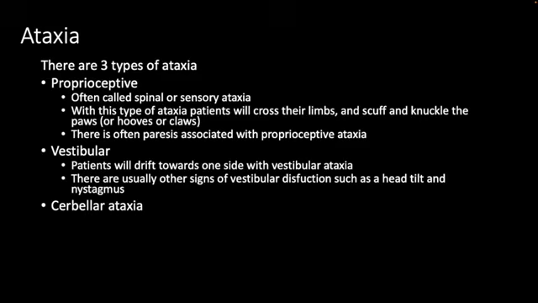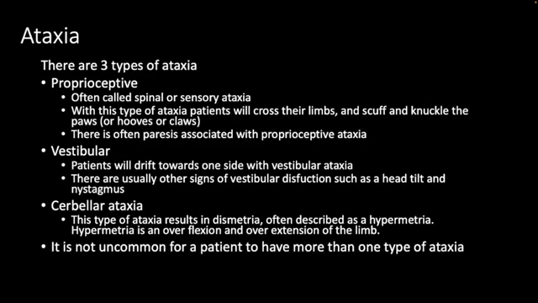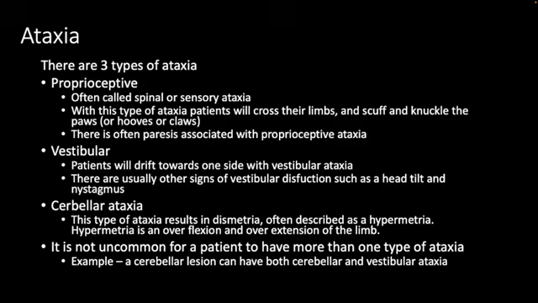The final type of ataxia is cerebellar ataxia, mostly described as a hypermetric gait where there is overflexion and overextension of the affected limbs. Depending on the location of the lesion, it is not uncommon for an animal to have more than one type of ataxia. An example of this would be a patient with a cerebellar lesion, as this could result in both hypermetria and vestibular ataxia.